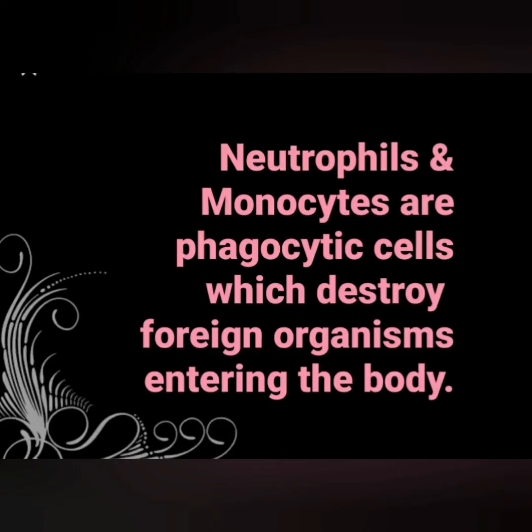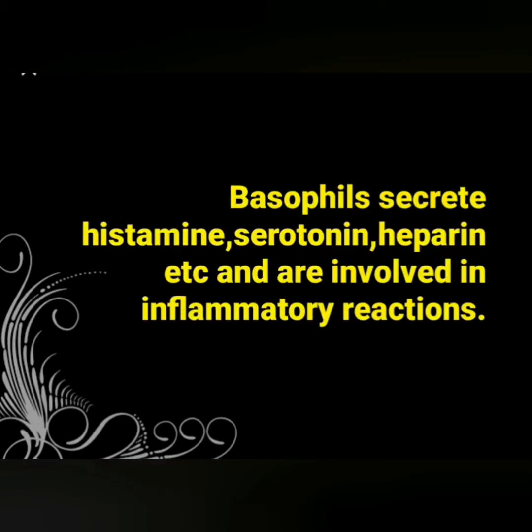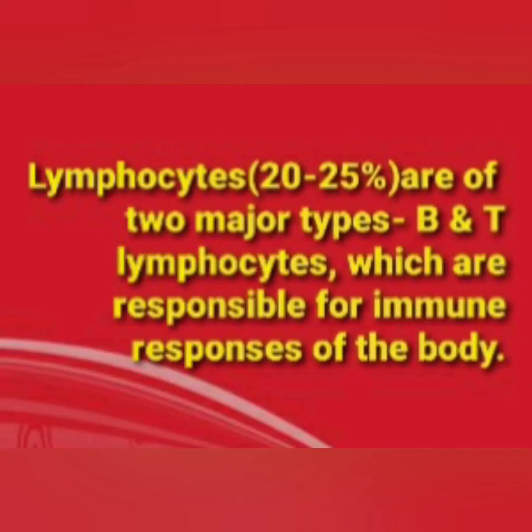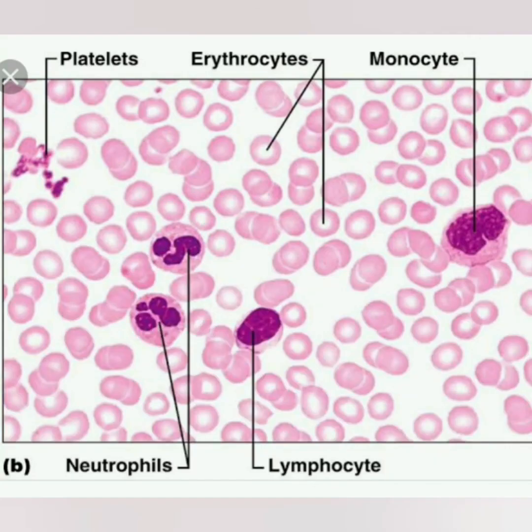Neutrophils and monocytes are phagocytic cells which destroy foreign organisms entering the body. Basophils secrete histamine, serotonin, heparin, etc. and are involved in inflammatory reactions. Eosinophils resist infections and are also associated with allergic reactions. Lymphocytes are of 2 major types, B and T lymphocytes, which are responsible for immune responses of the body.